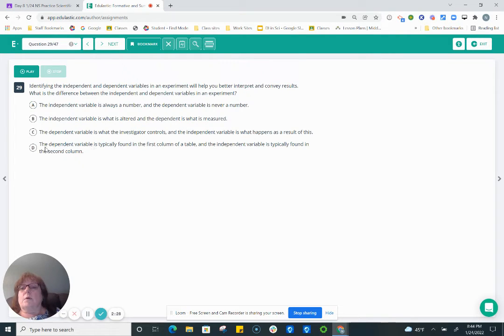So you can mark D off. Dependent is the result. You can mark C off. We don't always know that they're going to be a number. It could be a color, for a result. So B is your better answer. B is what's being altered or what you're changing, and D is the result. Dependent is the result.